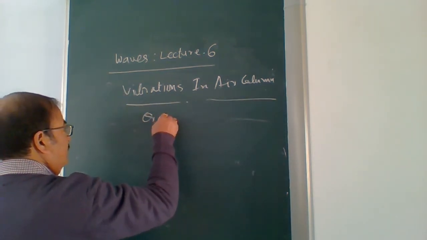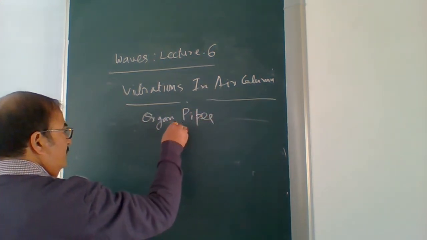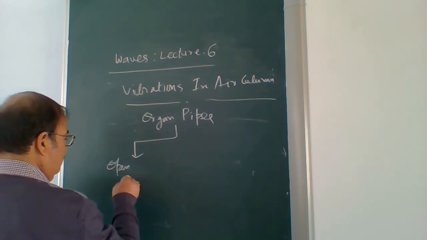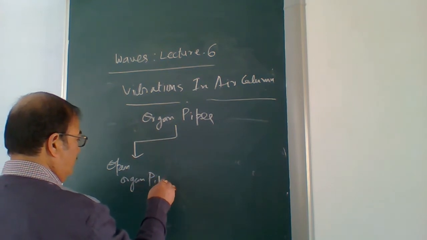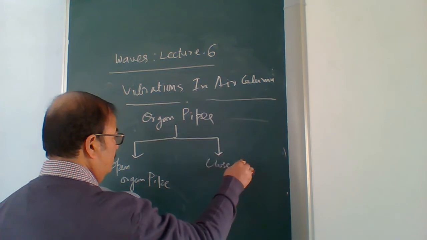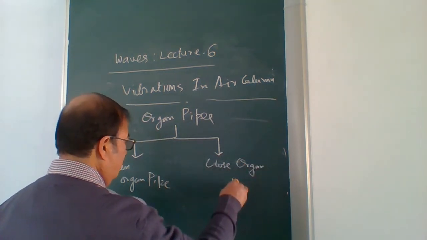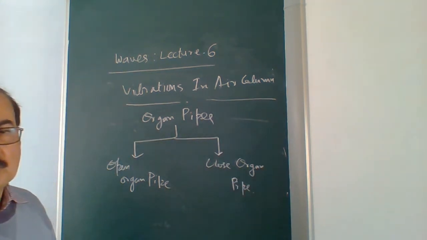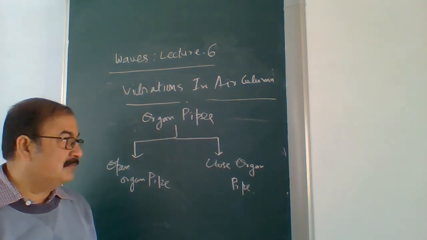organ pipes. Open organ pipe and closed organ pipe. So we are having two different types of system. They are actually the musical system type something.